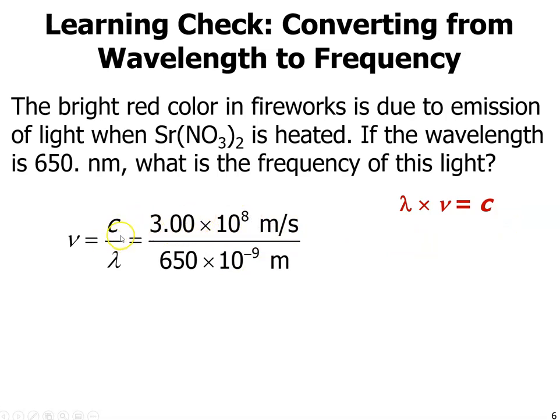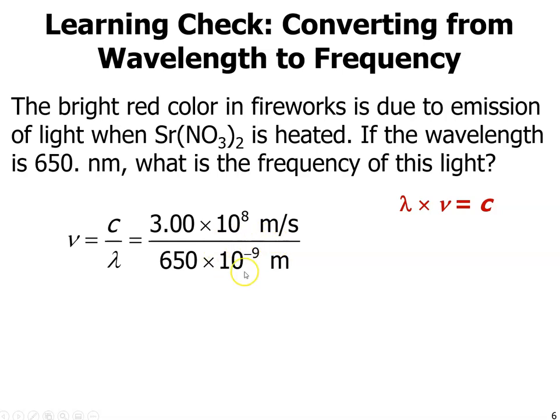Here I'm going to solve for nu. So I take this problem, and if I divide both sides by lambda, I get c over lambda is equal to nu. So nu is equal to c over lambda. Now I plug the values in: 3 times 10 to the 8th meters per second is the speed of light, divided by 650. Now I've done a conversion factor. What I do know is that 650 nanometers is 9 zeros smaller than meters, and I need those meters to be meters instead of nanometers so I can cancel those units out.